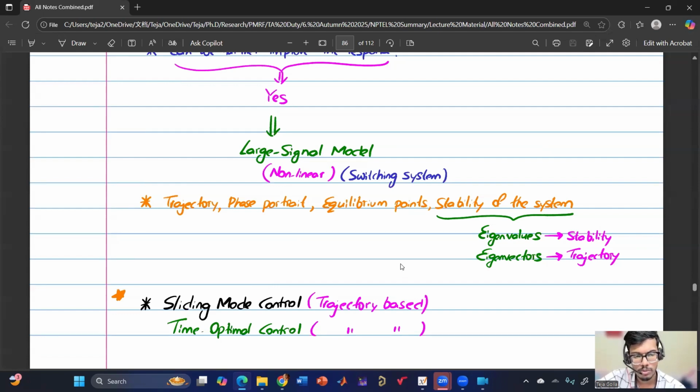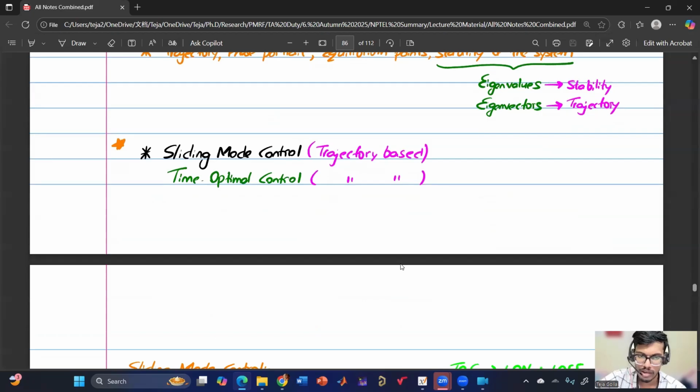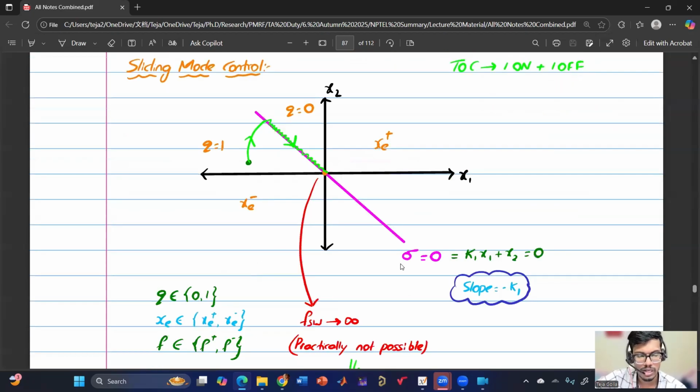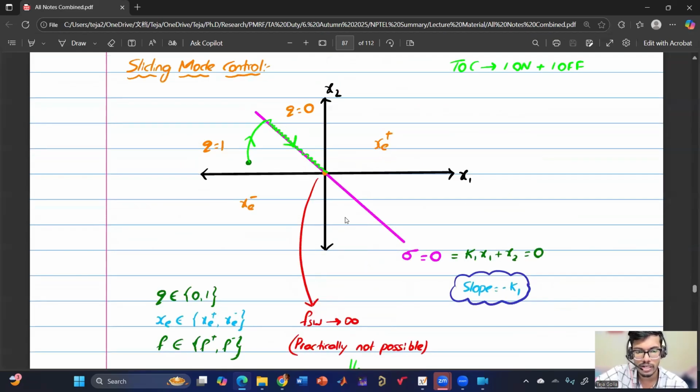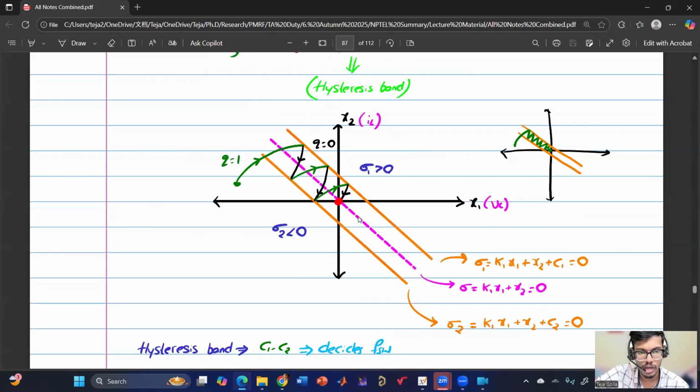And then Sir has discussed sliding mode control, and later we have used time optimal control. In sliding mode control, it will slide across the surface and reach the equilibrium point. We have discussed what will be the order of this switching surface, and what will be the slope, etc. But in this case, the switching is infinite, which is practically not possible. So we need to have a hysteresis band. In this band, it will move and reach the steady state point.